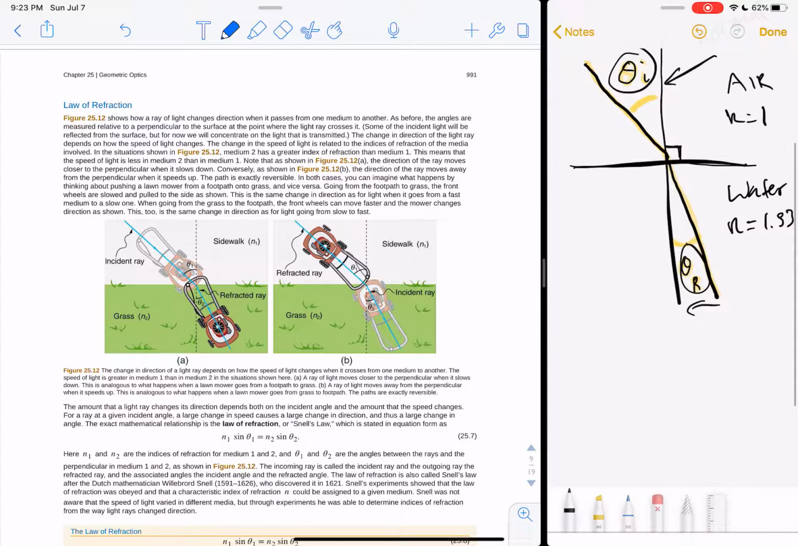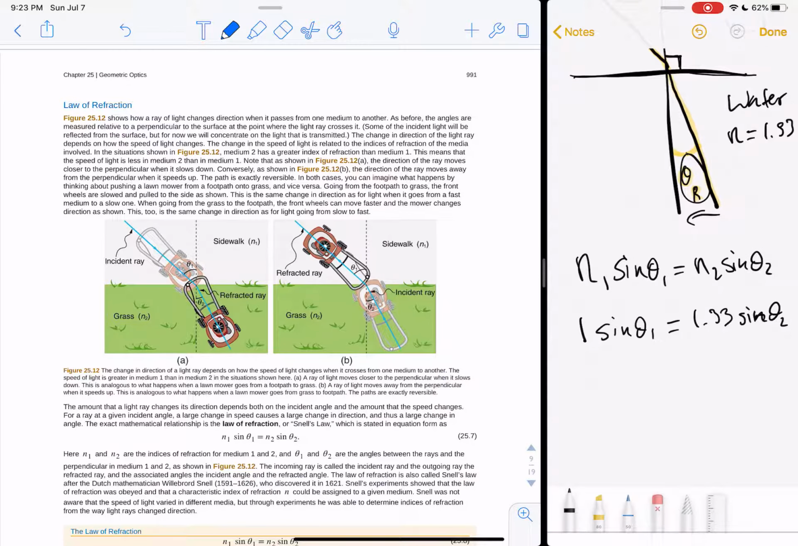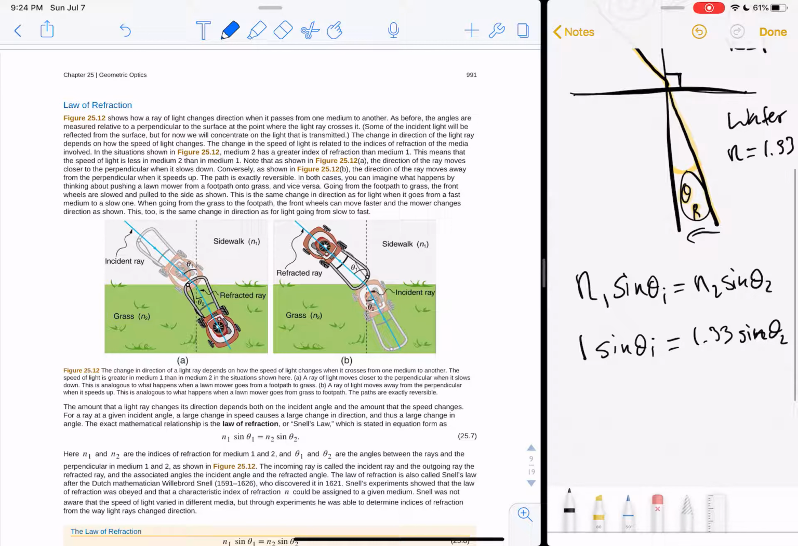And the way this works is we say that the relationship n1 sine theta 1 is equal to n2 sine theta 2. This means that there's a relationship between these two. So n1 is 1, so we'd have 1 sine theta 1, and n2 is 1.33, so we'd have 1.33 sine theta 2. I could call this theta incident and theta refracted. Okay, and so this is how you do that problem.